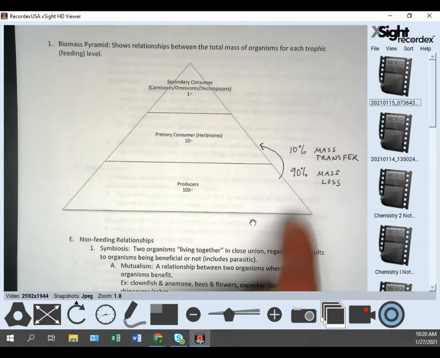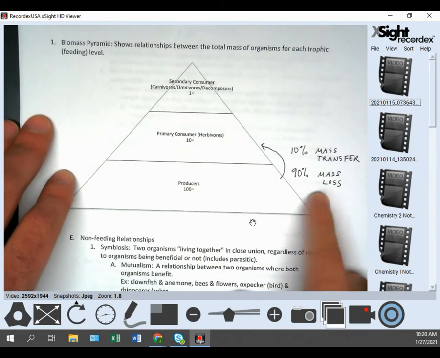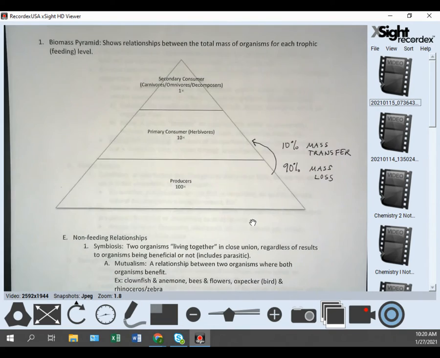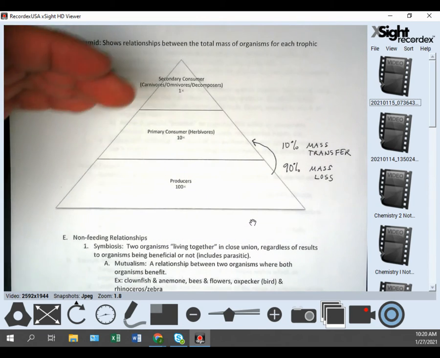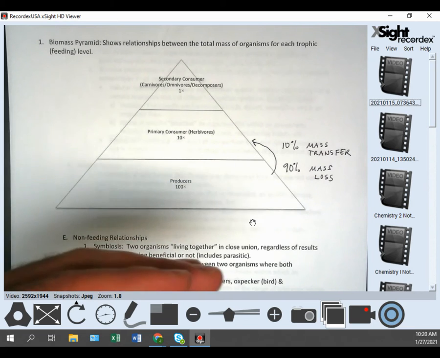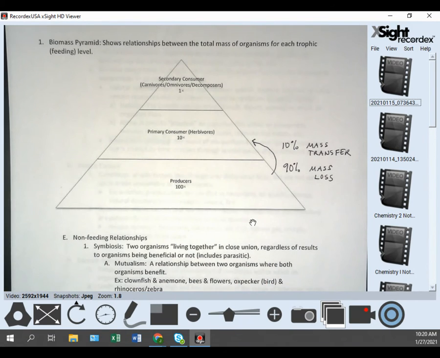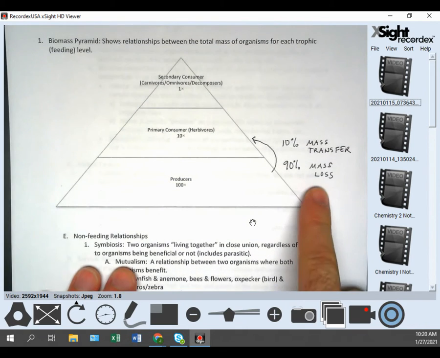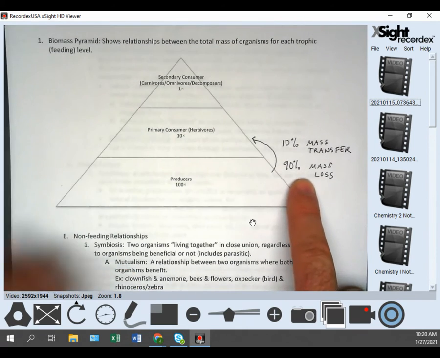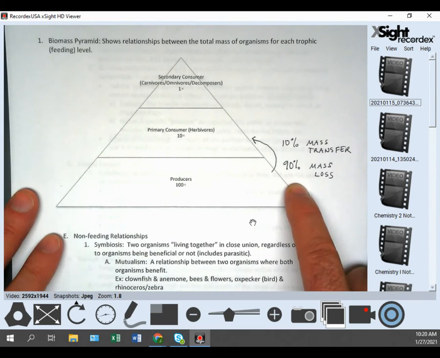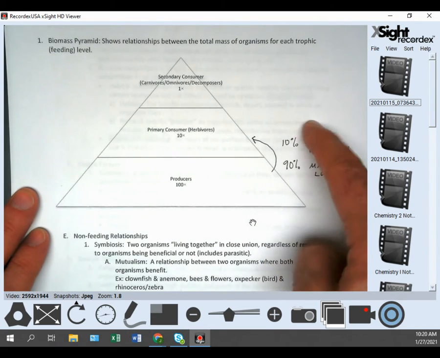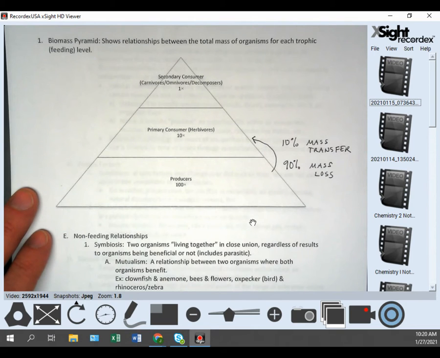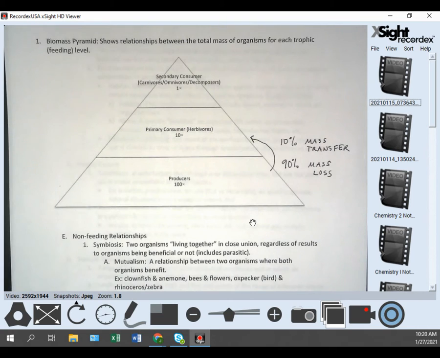Now, what's the other part of this? Well, this comes into the stuff that I have written on the side here. Every time you move a level on the biomass pyramid, or every time you have a feeding relationship, one thing eating something else, in terms of the mass, there is 90% mass lost and only 10% of the mass gets transferred into biomass.